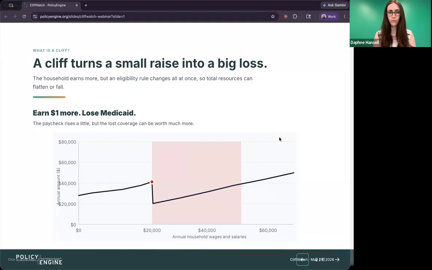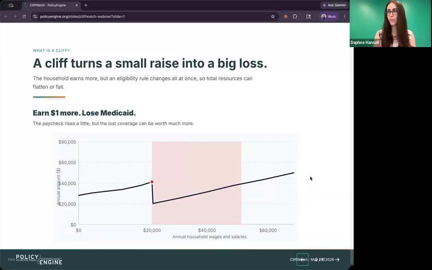We have a very precise quantitative definition, which is anytime if you were to earn an extra dollar, you would lose a benefit or even pay more in taxes, such that your total net income is lower than it was before you earned that extra dollar. You might have earned that dollar from working an extra hour or getting a raise. And this is the chart that you'll see throughout the presentation: on the x-axis, how much you earn, and on the y-axis, net income after taxes and transfers.